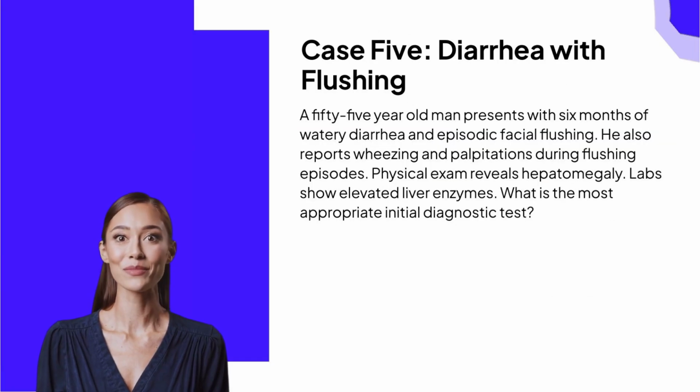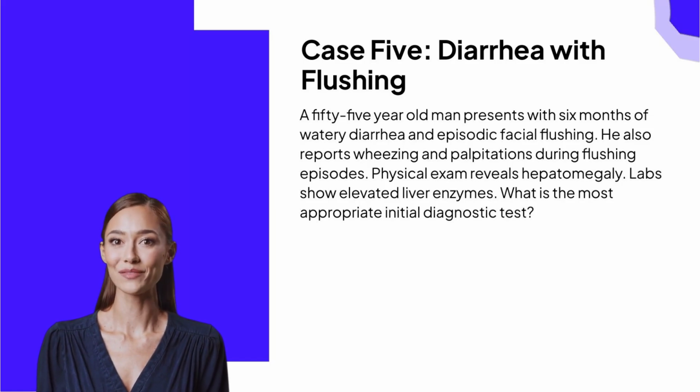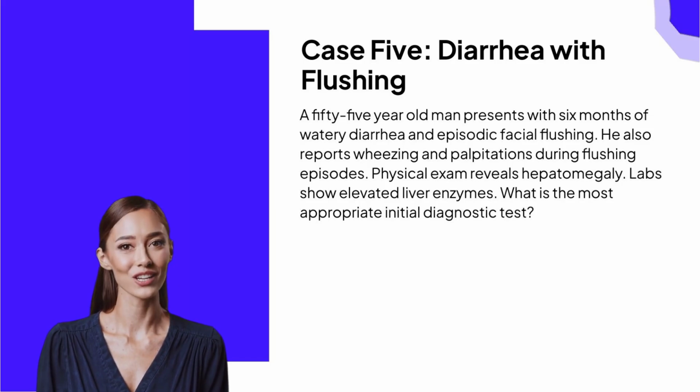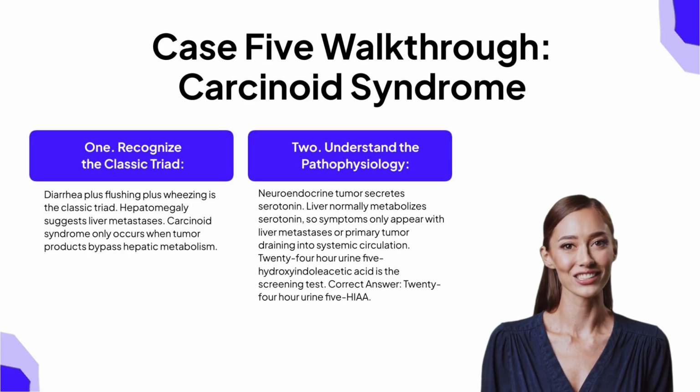Last case. Middle-aged man with 6 months of watery diarrhea plus episodic flushing, wheezing, and palpitations. Hepatomegaly on exam. This triad of diarrhea, flushing, and bronchospasm with liver involvement is pathognomonic for carcinoid syndrome. The question asks for the initial diagnostic test. Here is the key teaching.